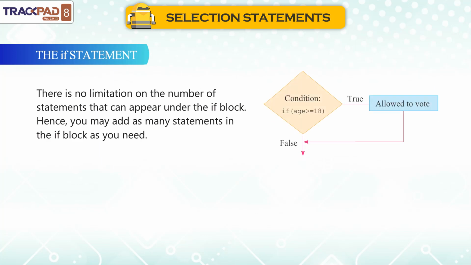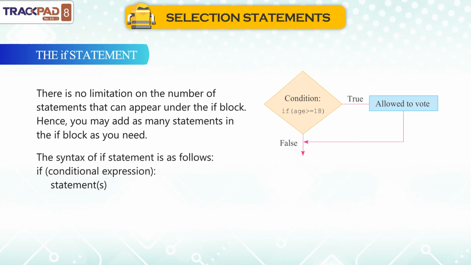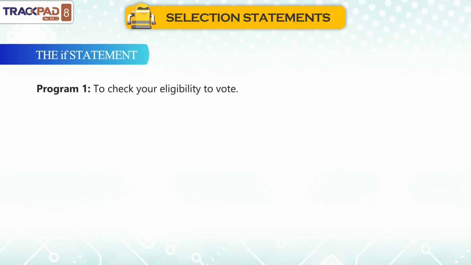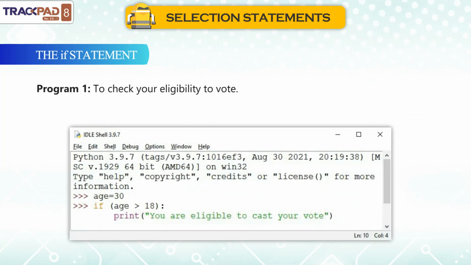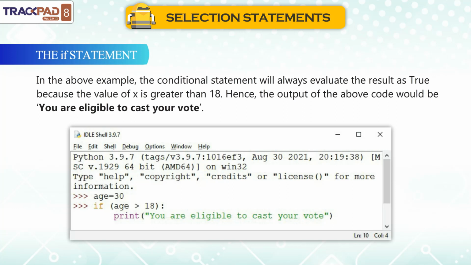There is no limitation on the number of statements that can appear under the if block. Hence, you may add as many statements in the if block as you need. The syntax of if statement is as follows. If conditional expression statements. Program 1. To check your eligibility to vote. In the above example, the conditional statement will always evaluate the result as true because the value of x is greater than 18. Hence, the output of above code would be you are eligible to cast your vote.